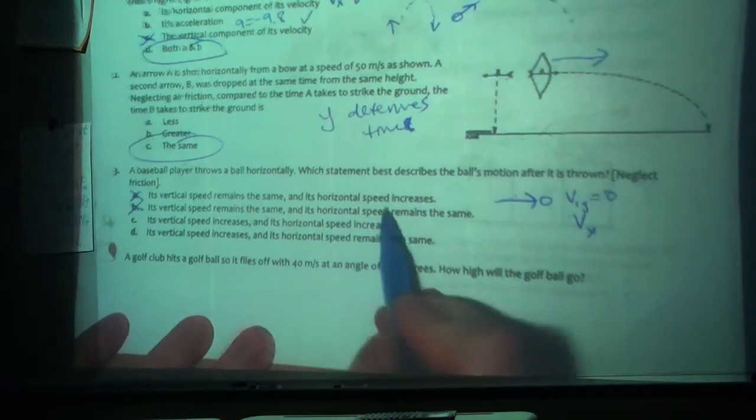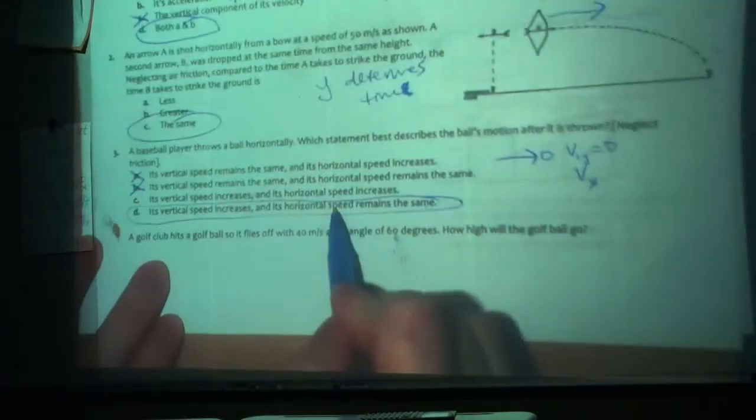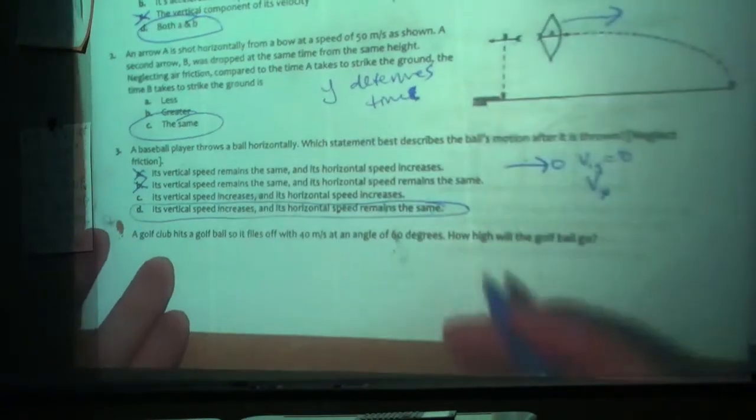Its horizontal speed would remain the same because the x velocity is constant. X velocity remains the same, yes, it's constant. Y velocity increases, yeah, it's accelerating.